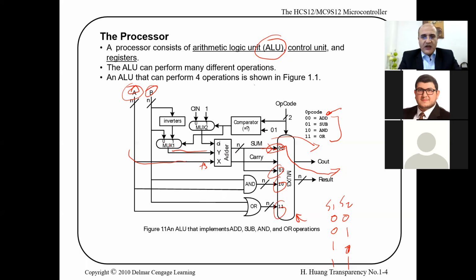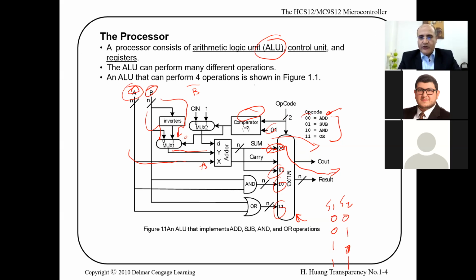Y is something that comes from another multiplexer, a 2-to-1 multiplexer. So if there is a 0 on the select line, the multiplexer will pass b. If there is a 1 on the select line, the multiplexer will pass b inverted. B inverted is the 1's complement of b, right? Okay, where does this select line come from? From this comparator. A comparator over here compares 0 1 to the opcode. If they match, you get a 1. If they don't match, you get a 0.